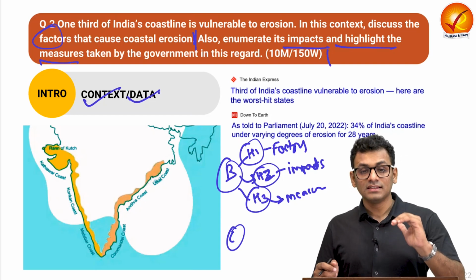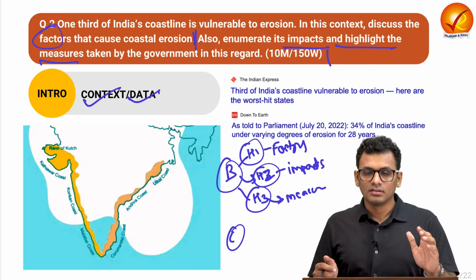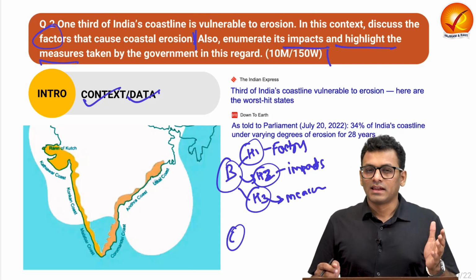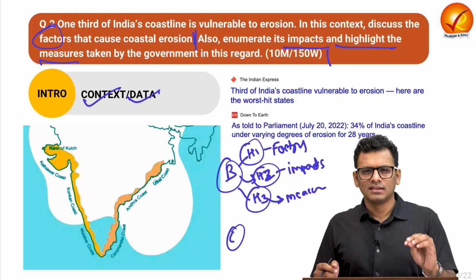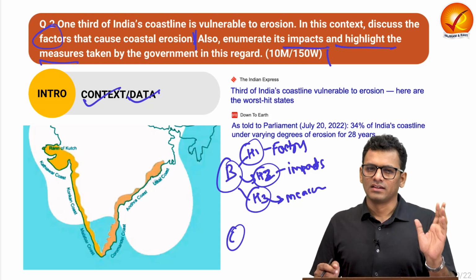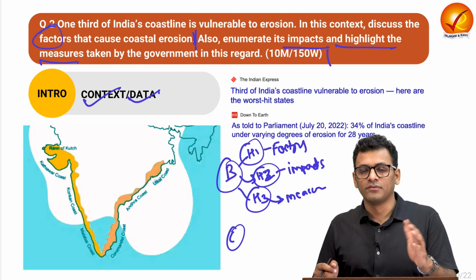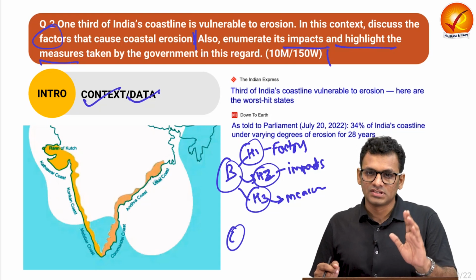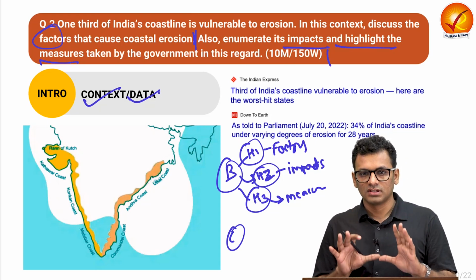Now, when you have 3 demands for the body, you can reduce the number of dimensions for each heading. When we are talking about a 10-marker question, in the body, it's ideally perceived that we should write around 8 to 9 dimensions. If there are 2 headings, we divide the same, as in 4 for each. Now we have 3 headings, so you can write 3 dimensions for each heading. So that's how you structure the answer.